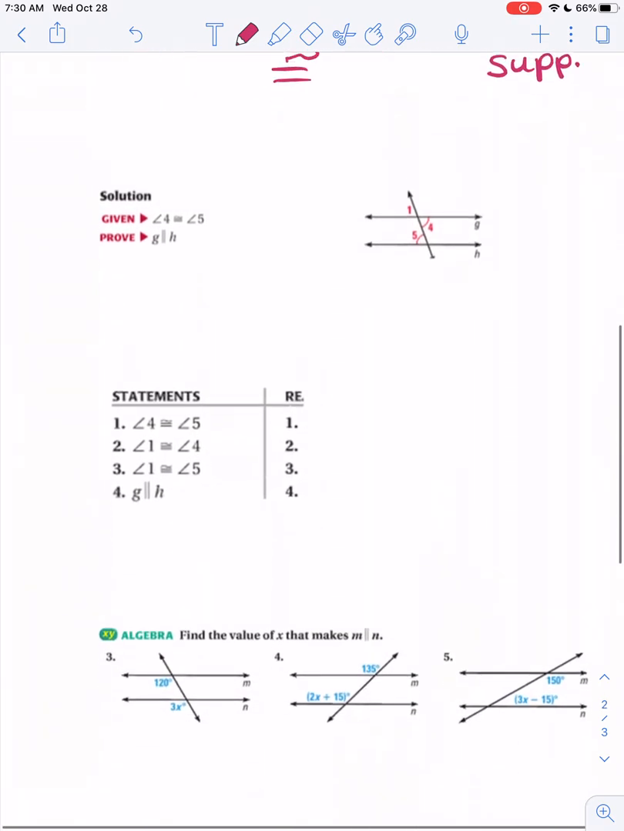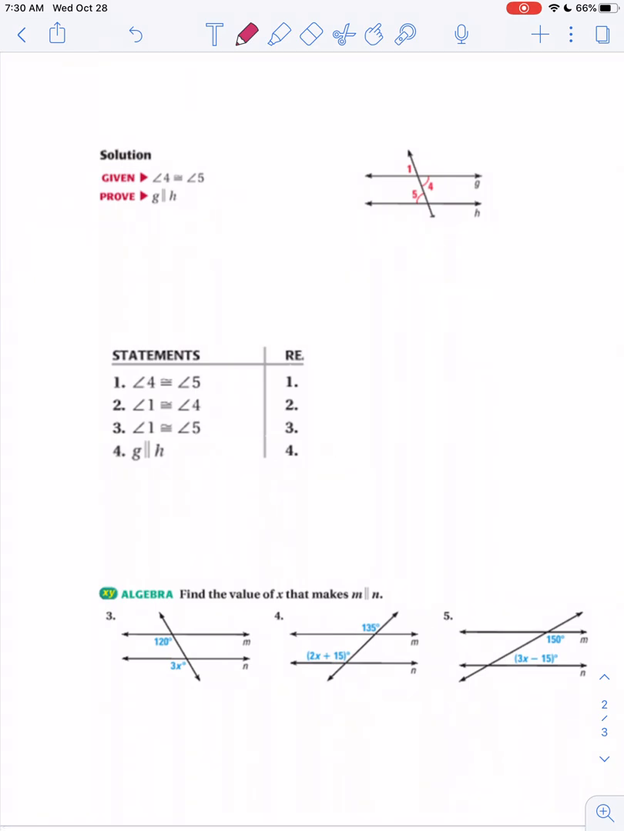All right. Let's go ahead and prove that if we know that alternate interior angles are congruent, then we know that those lines are parallel. So of course we start with our given. We're given that angles 4 and 5 are congruent, so that's our given. And then step 2 says that angles 1 and 4 are congruent. It looks like it doesn't come from step 1, so let's go back to the diagram. I can see right here angles 1 and 4 are vertical angles.